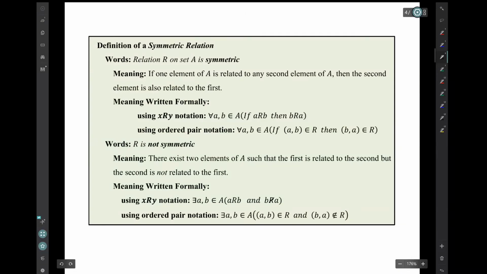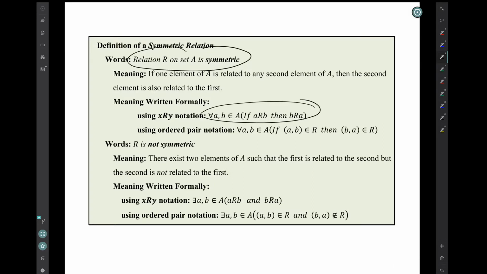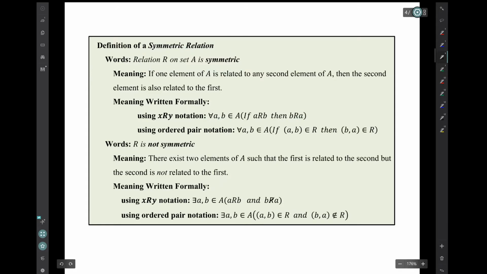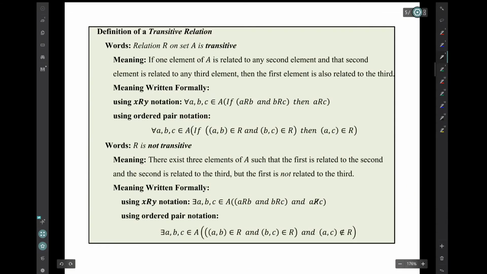What does it mean to say that R is symmetric? It means this. For all integers A and B, if A is related to B, then B is related to A. What does it mean to say that R is transitive? It means that for all integers A, B, C, if A is related to B and B is related to C, then A is related to C.